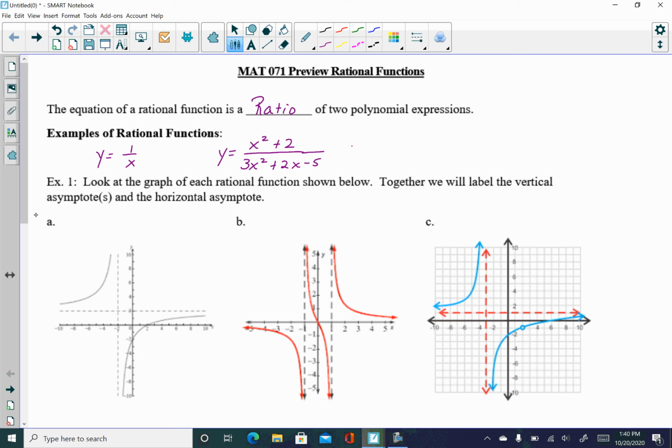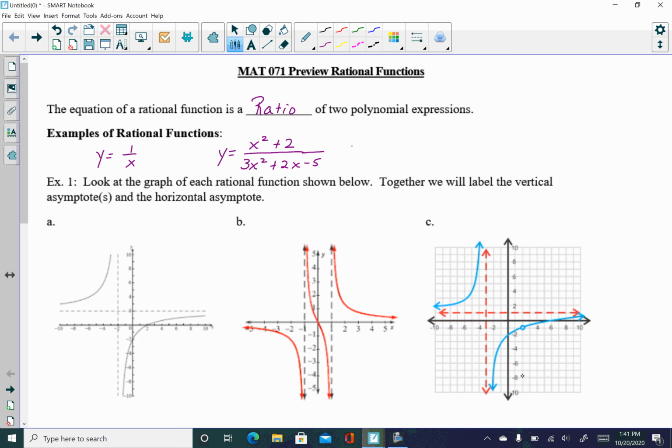Just below that in example 1, they want us to look at these graphs below. These are all examples of what rational functions would look like graphically. And together I want us to label the horizontal and vertical asymptotes. So horizontal and vertical asymptotes are lines that your graphs approach and rarely touch. And we'll talk a little bit more about that in a few moments.